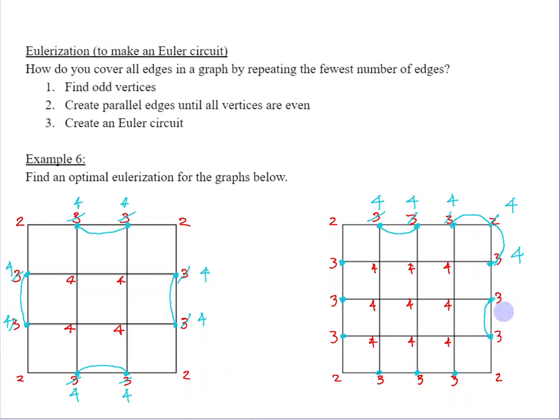Here I can just connect those two, and now they are 4s. Here I can connect those two to be 4s. Again, I run into the same problem that I had over here. So I'm going to go to the corner and then go around, and now all of these are 4s. And then I can connect these two. So now I have a graph where all of my vertices are even. So I have Eulerized that graph.